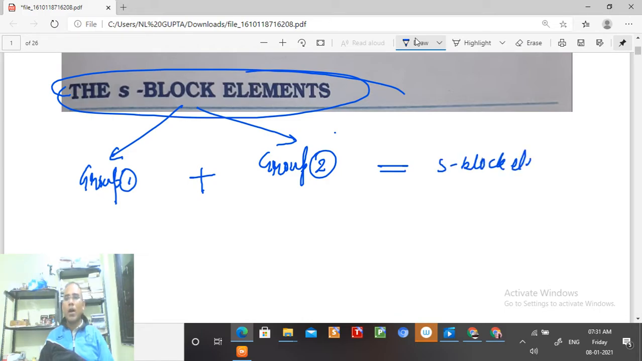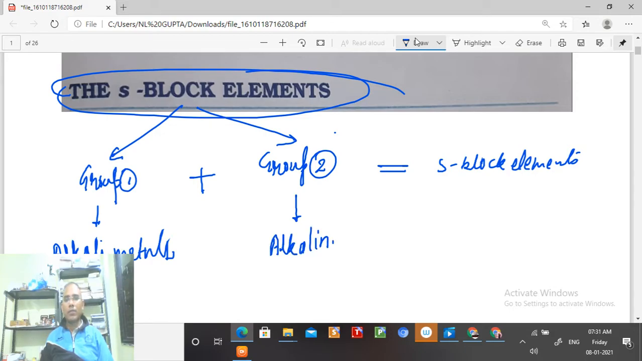Now, students, if you talk about S block elements, group 1 is known as what? Alkali metals. And group 2 elements are known as alkaline earth metals.